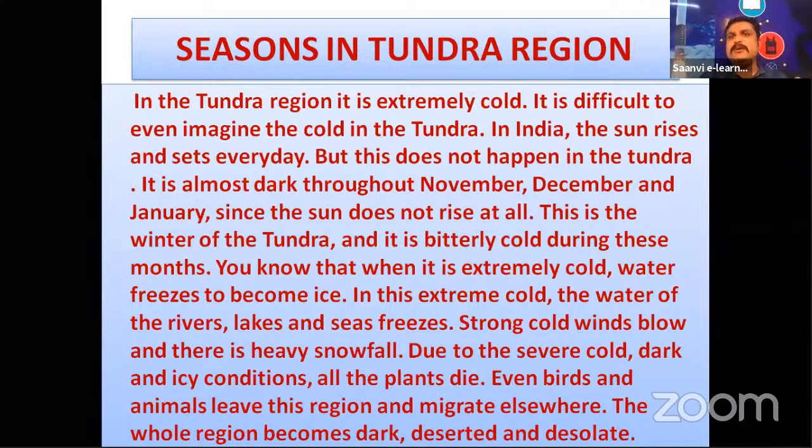It is extremely cold. It is difficult to even imagine the cold in Tundra. In India, the sun rises and sets every day, but this does not happen in Tundra. It is almost dark throughout November, December. I've told you, nearly 2-3 months they have continuous night. The same way, in summertime they have 2 months of continuous daylight.